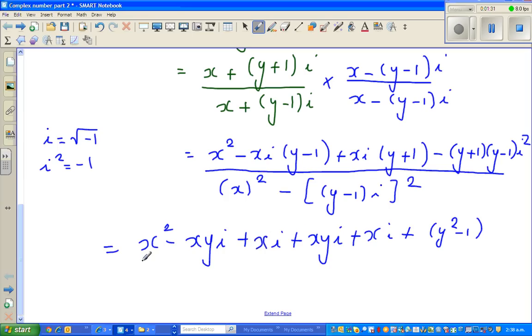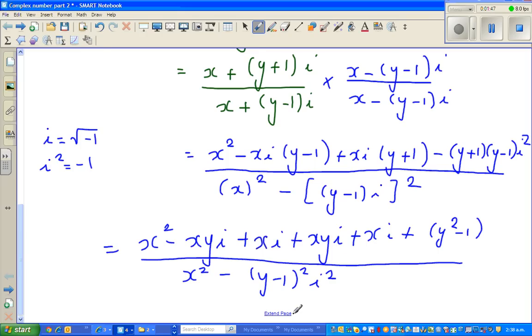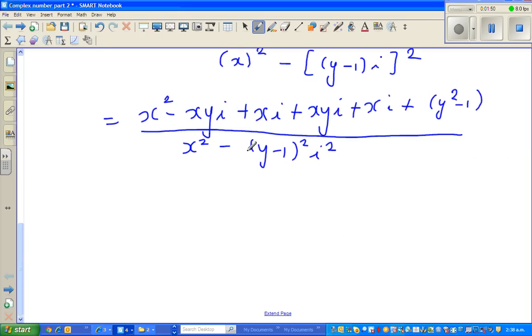Over the big denominator, which is x squared minus, again the same way, y minus 1 squared i squared, and this i squared will become negative 1 and this will make it positive. So now let me cancel. What will get cancelled? Here you got minus xyi and you got plus xyi. This and this gets cancelled.